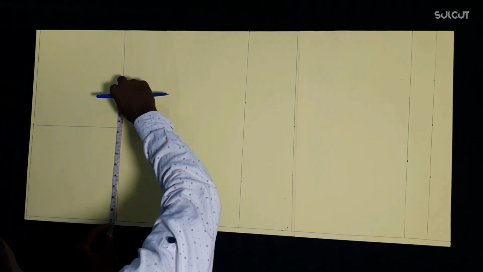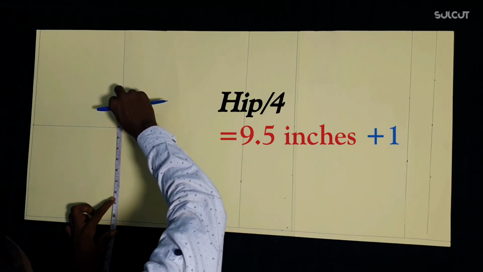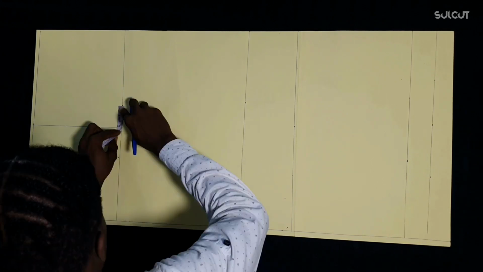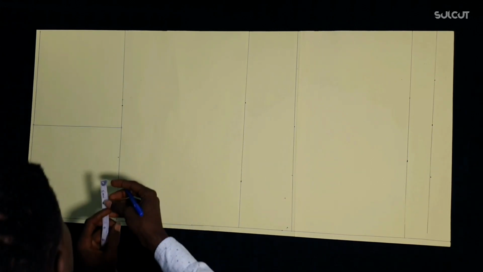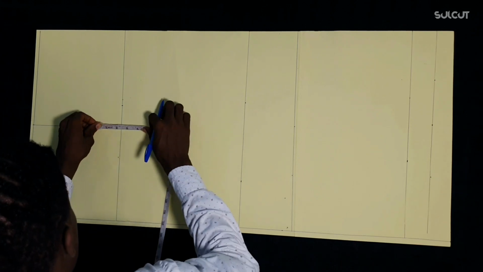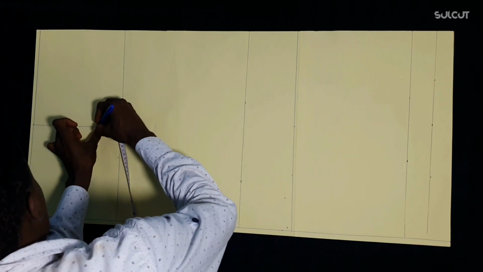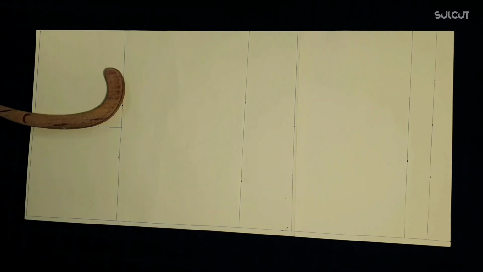Next, on this line, divide hip by 4 plus allowance. Allowance is usually 0.5 to 1 inches. Measure this point and transfer this measurement here. Connect these 2 points, preferably using a French curve if you can't do it freehand.